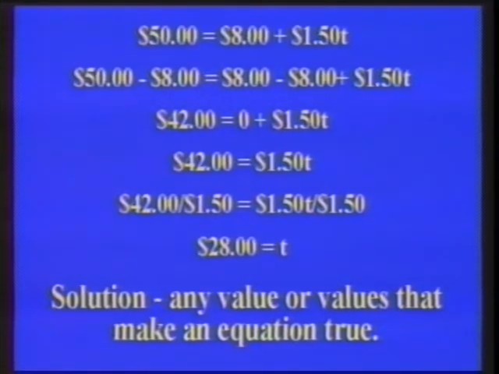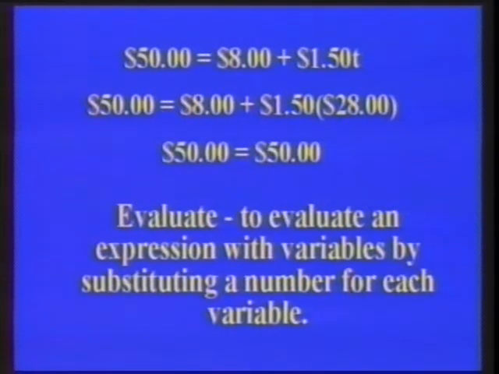Since we found our solution, we can evaluate our equation to determine whether or not our solution is correct. To evaluate an equation is to evaluate an expression with variables by substituting a number for each variable. Our variable is T. If we take the 28 we solved for and substitute it back into the equation, giving us $50 is equal to $8 plus $1.50 times 28, you'll see we have resulting equal numbers, causing us to know that our solution is correct.